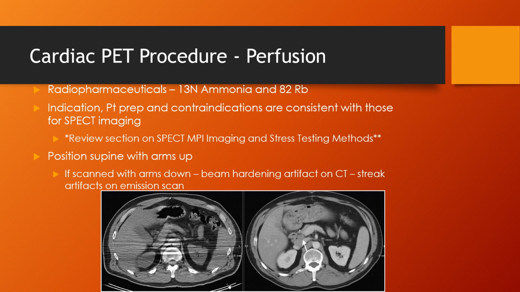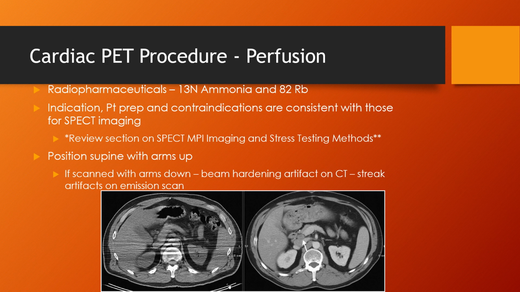The indication, patient prep, and contraindications for PET MPI are consistent with those for SPECT imaging. I do want to point out, as far as indications go, that patients who have a larger BMI or a large dense breast should automatically be scheduled for a PET. It is a little bit restricted though by insurance pre-authorization and approvals, so that needs to be evaluated by someone on site.